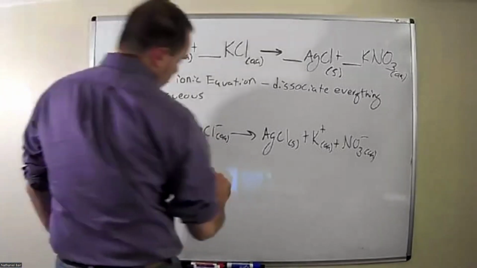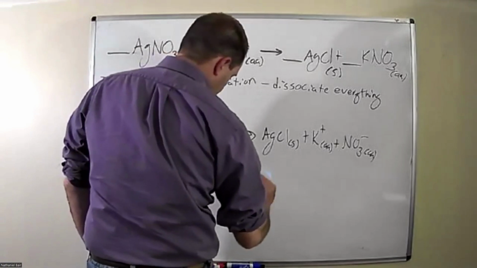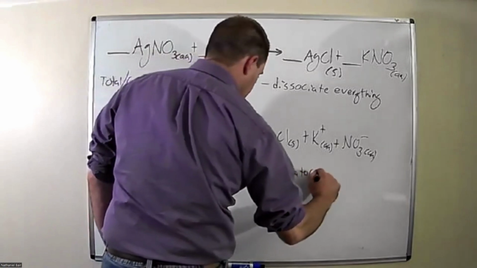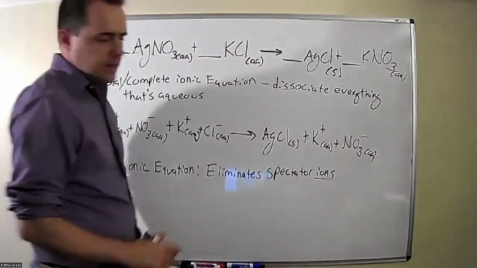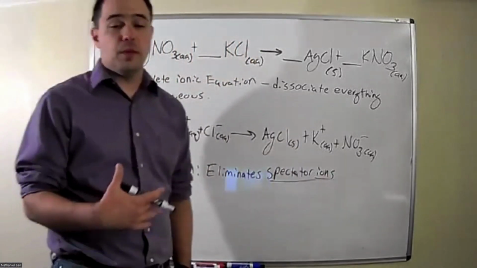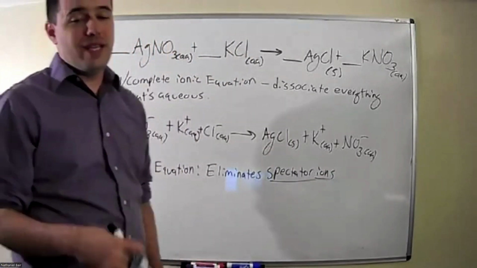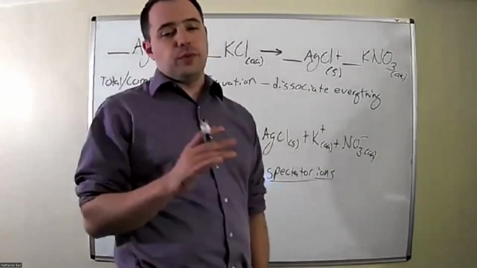The net ionic equation eliminates spectator ions. What's a spectator ion? A spectator ion, like the name suggests, what's a spectator? A spectator is just somebody that watches. A spectator ion is not involved in making the solid. A spectator ion does not go into the precipitate.